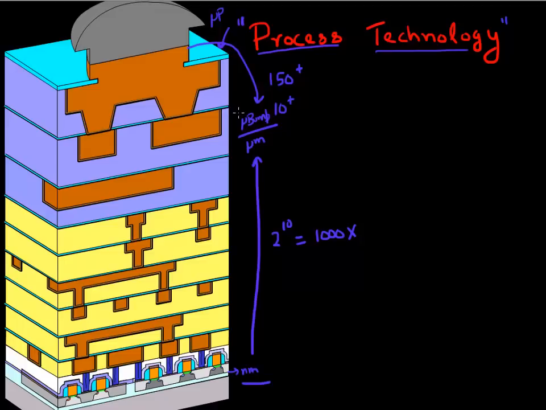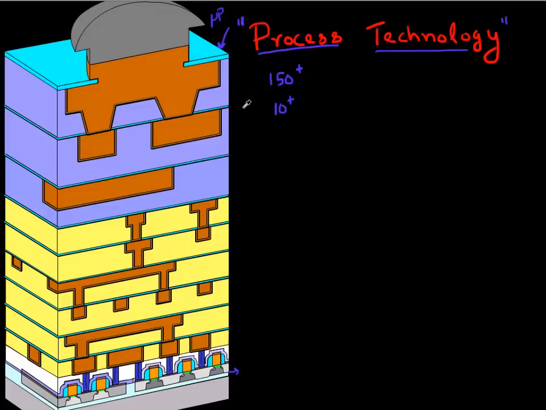So we want to classify these processes into two broad classes. We want to classify them as either front end or back end processes. So all the process steps which are involved in making this microprocessor up till the point where you insert a plug, all the process steps involved in making the transistors and making the gate dielectric, doing implants, they are commonly referred to as front end processes.